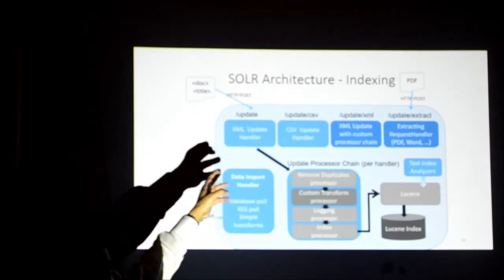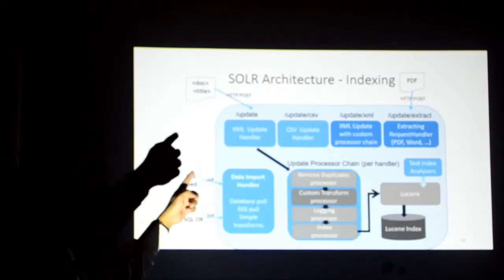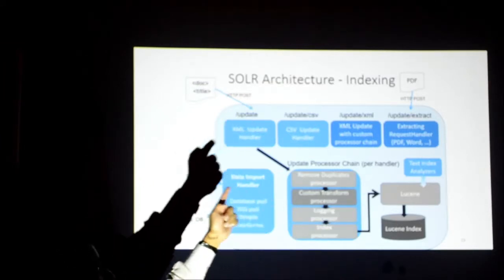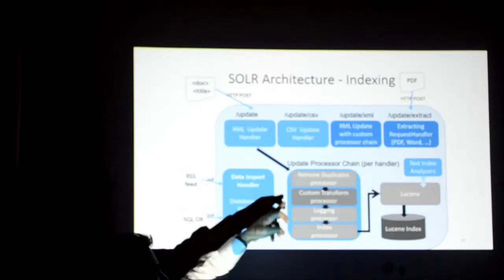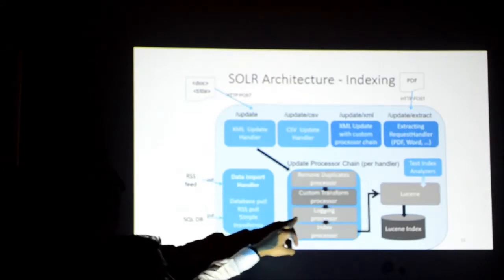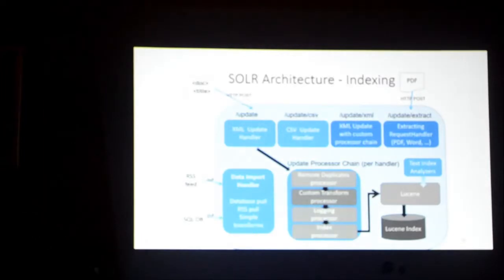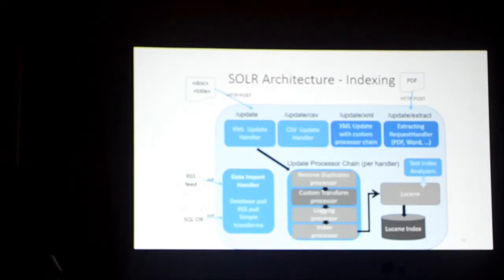In general, Solr exposes HTTP POST methods, a simple REST API, for updating, creating and inserting documents, right? Then these are the different processes you can have: remove duplicates, custom transformations like we talked about, some logging, and then the indexer. Then it adds it to the core index that it creates. This is the indexing pipeline that we talked about, just shown in a different manner. Let's not get too confused by that.